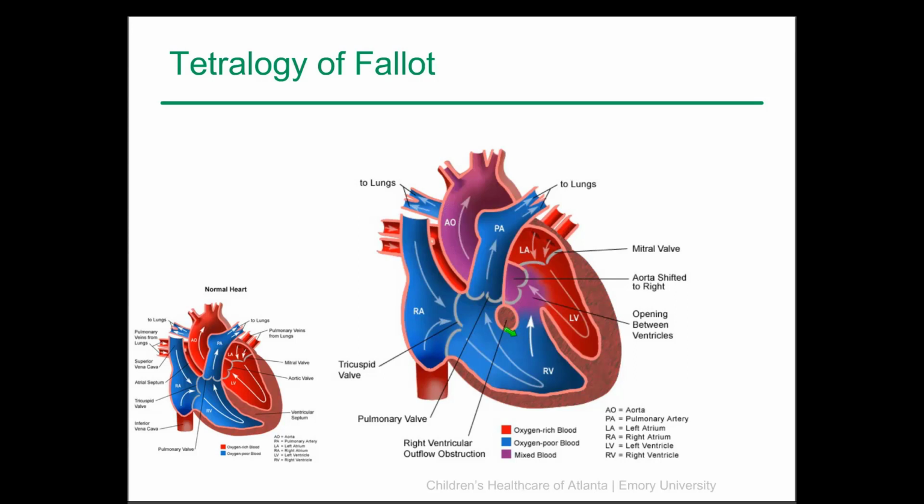But in actuality, there's really only one defect. And that defect is the VSD. So what happens? So what we have is anterior malalignment of the ventricular septum. That's a mouthful. What do we mean when we say that?